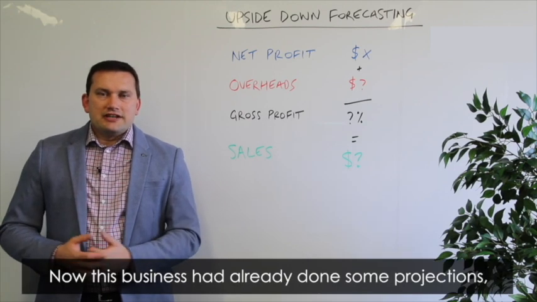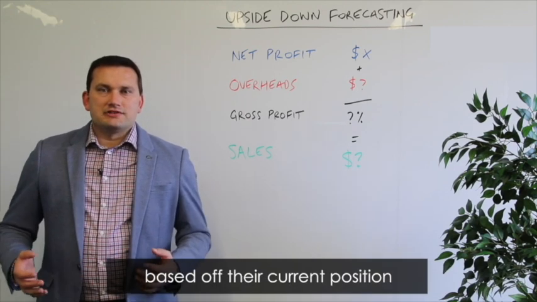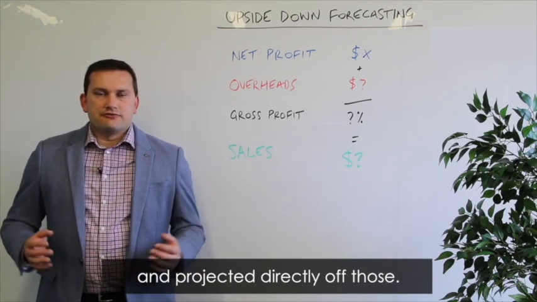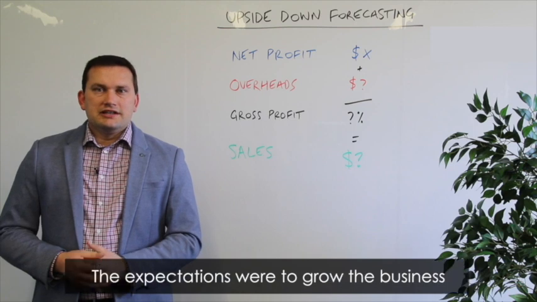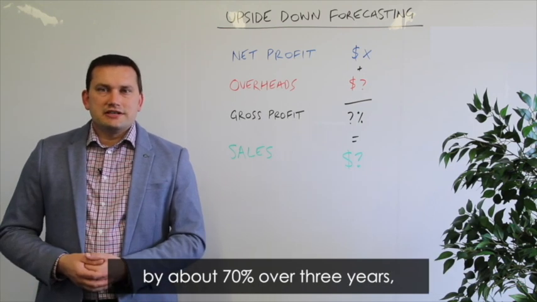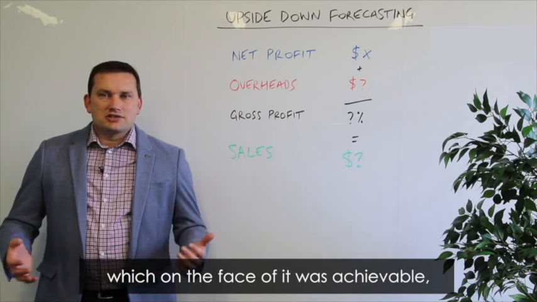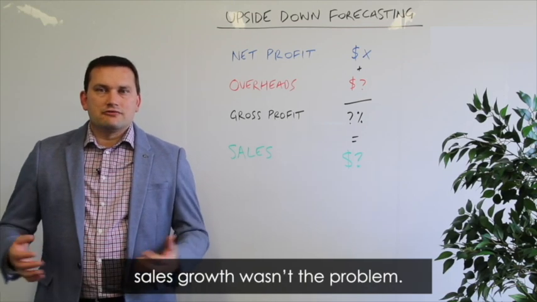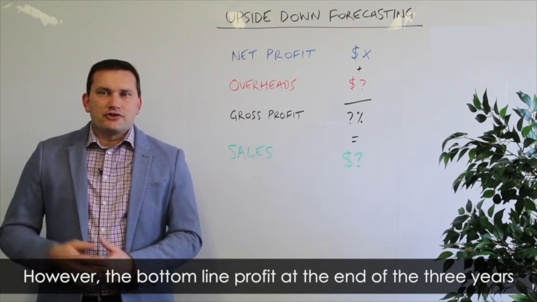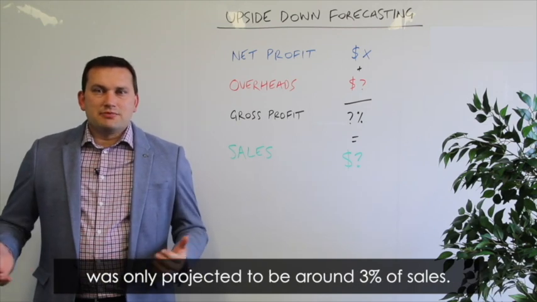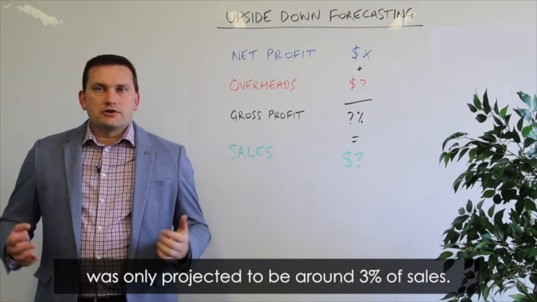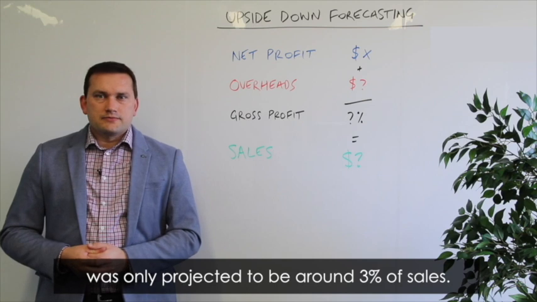Now, this business had already done some projections based off their current position, so they'd taken their historical numbers and projected directly off those. The expectations were to grow the business by about 70% over 3 years, which on the face of it was achievable. The sales growth wasn't really the problem. However, the bottom line profit at the end of 3 years was only projected to be around 3% of sales. 3%, which I'm sure you'd agree really isn't up to scratch.